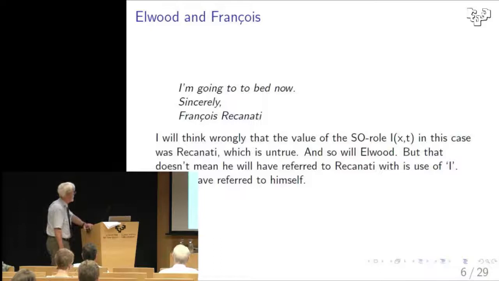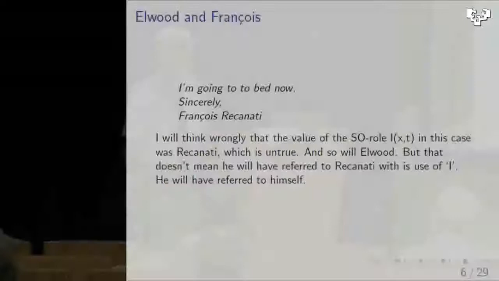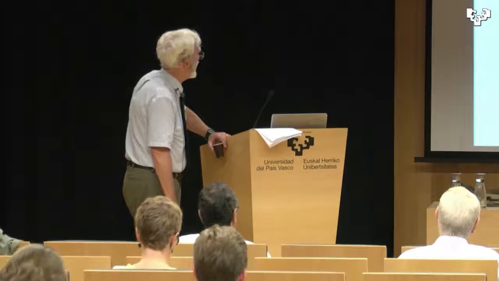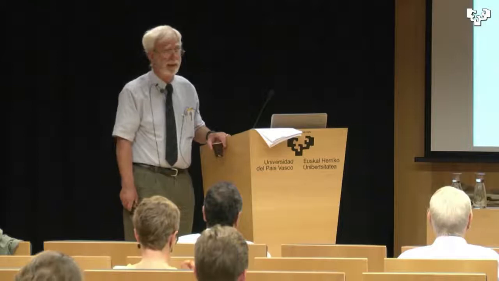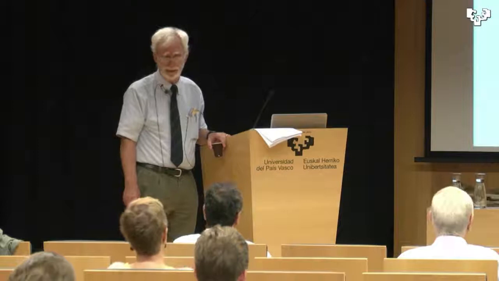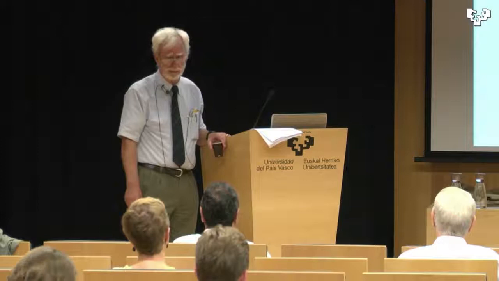Now, I will think wrongly, since I don't know very much about Elwood's recent mental problems, that for reasons that are hard to explain, François has sent me a message telling me he's going to bed. That is, I will take the argument of the role I, X, T, to be Recanati, which is wrong. And so will Elwood. Elwood, what is the value of the subject-object role associated with the English first person in your use of it? And he would say, François Recanati.